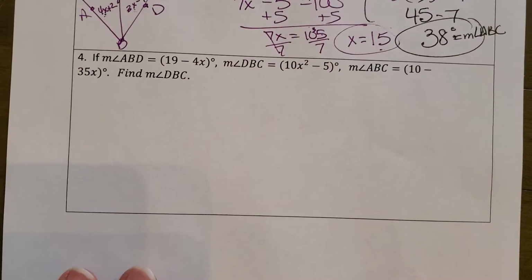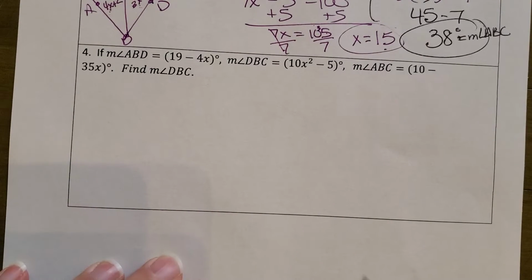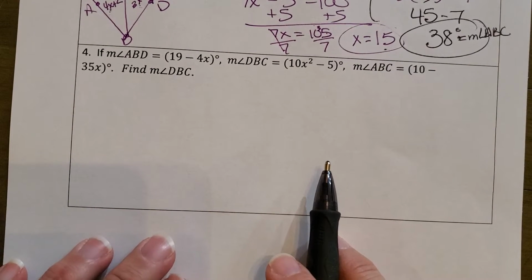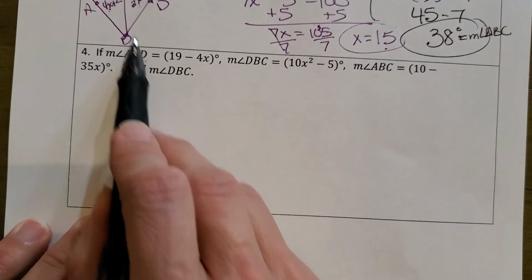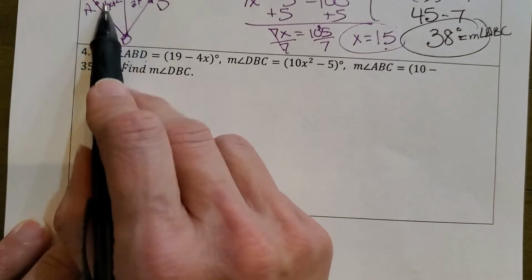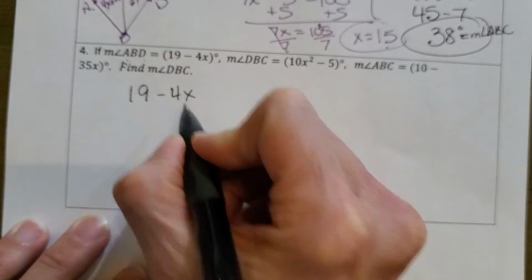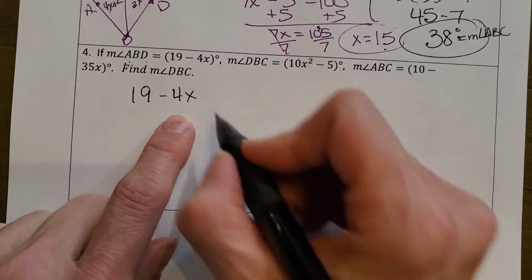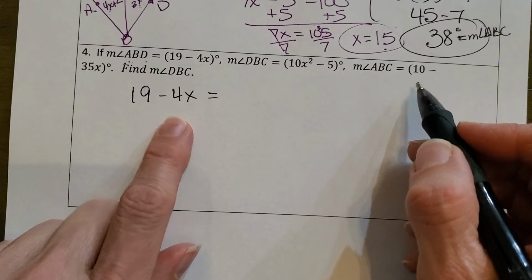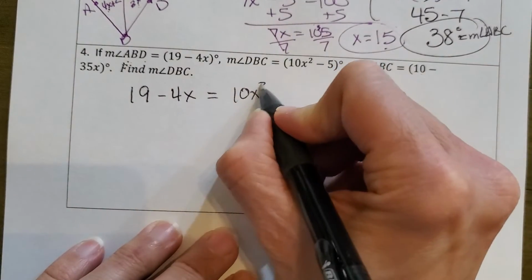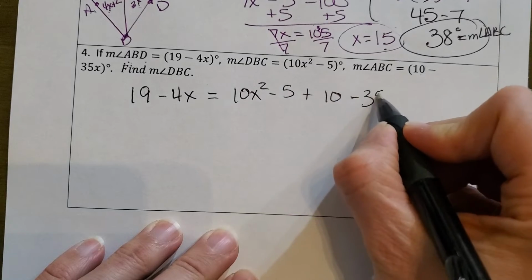Okay, finally, we're going to use the angle addition postulate to solve a quadratic equation. So same thing, my ABD, that's the whole thing. I'm not going to draw a picture right here. I'm just going to show you that that's the whole angle, right? Which means that I'm going to add these other two up to equal that whole angle. So the other two are 10x squared minus 5 and 10 minus 35x.